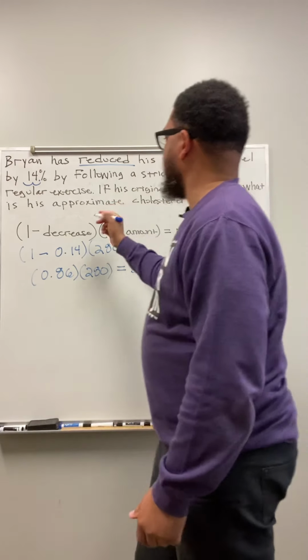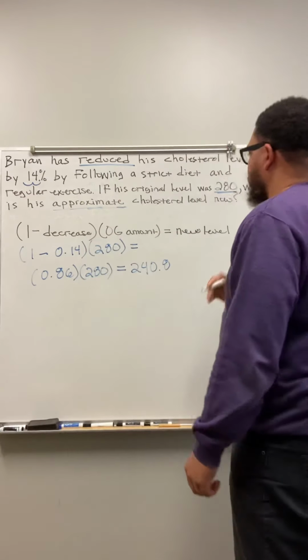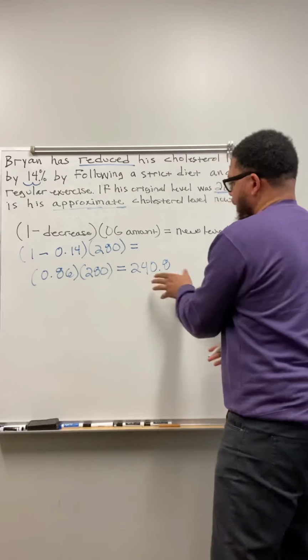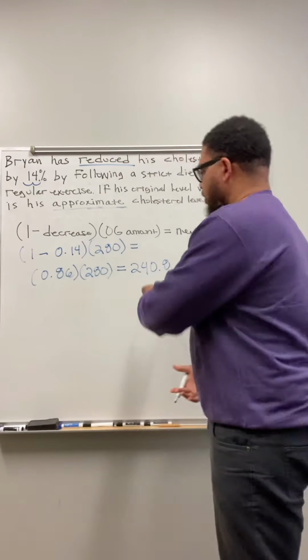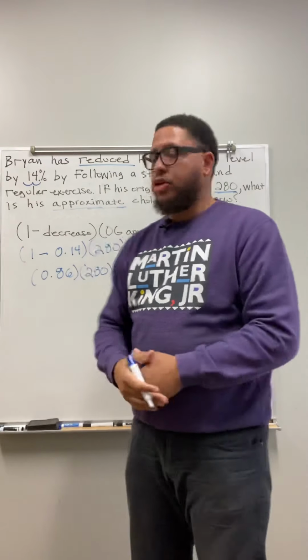Now, this word right here is important. It says approximate. So that means it's not asking for the exact amount. This 240.8 is the exact amount. Plus, if this is a multiple choice question, this might not be one of your choices. So we need to know what to do in terms of rounding, right? So we're going to round.